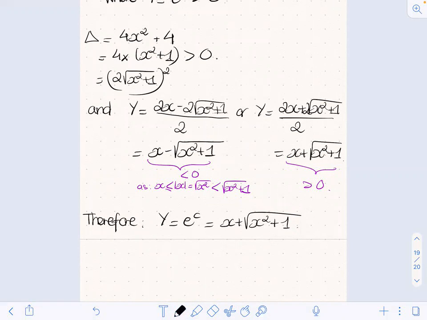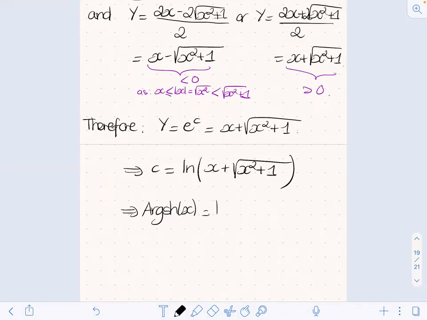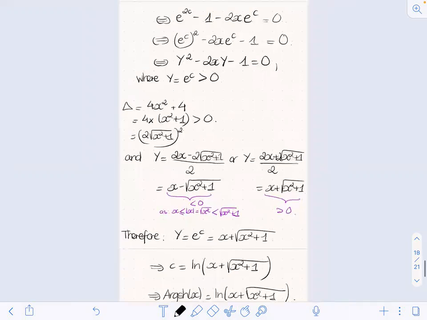Yeah, absolutely. We get c is equal to logarithm of the right-hand term. Yeah, that's absolutely right. So if we apply the logarithm function, we're allowed to here, because this here is strictly positive, we get c equal to logarithm of x plus square root of x squared plus 1. And if we use the fact that argsh of x is equal to c, we get argsh of x equal to the logarithm. And so we've got an explicit expression for argsh of x.